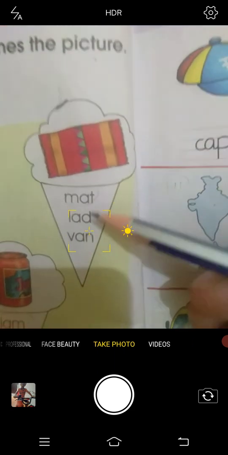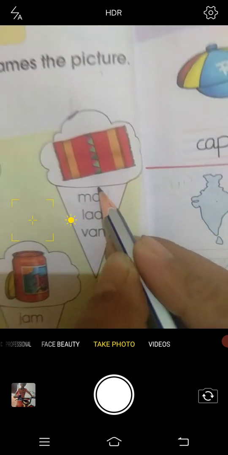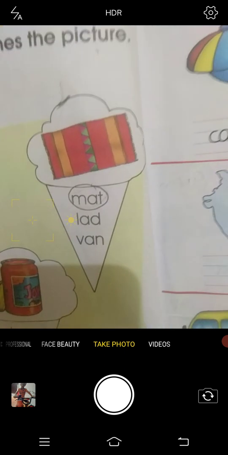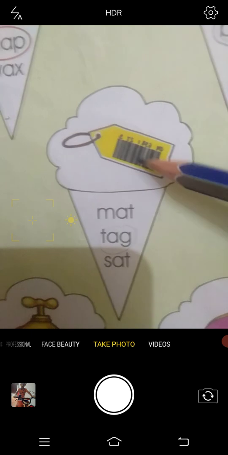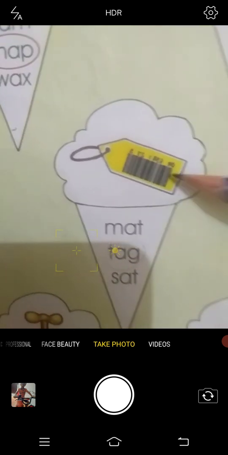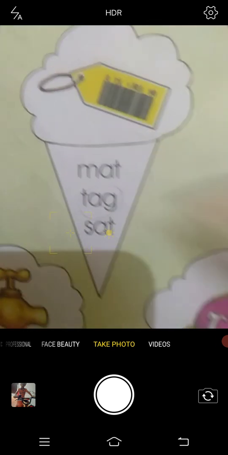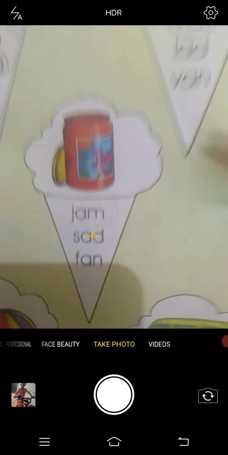Okay. What is this? MAT mat, LED LED, VAN van. This is MAT, mat. We spread it at our home while we sit in the sun or in the courtyard. What is this? When you buy new things, new clothes, there is a tag. Yes, MAT mat, TAG tag, SAD sad. This is TAG, tag.